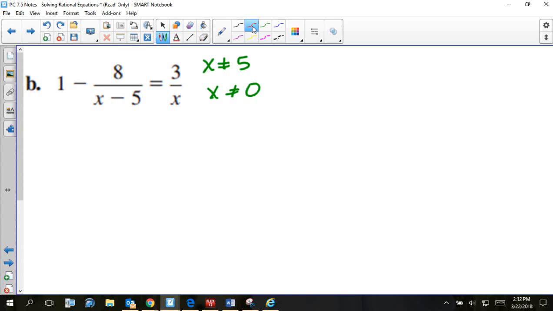The first term is 1. How do I make 1 into a fraction? There we go. Now it's a fraction. So when we do our lowest common denominator, we've got a 1, we've got an x minus 5, and we've got an x. None of these are factorable.